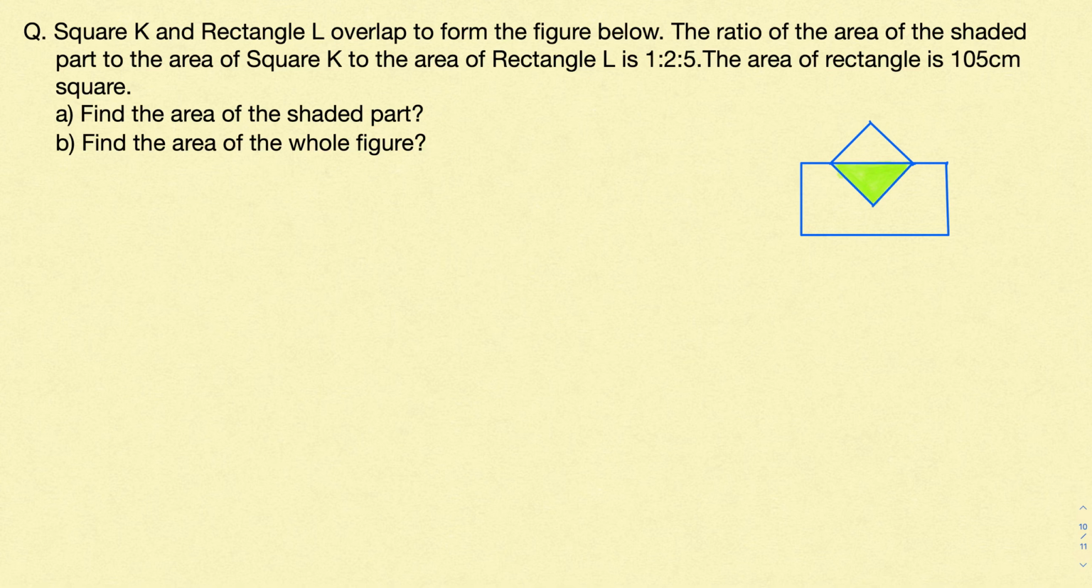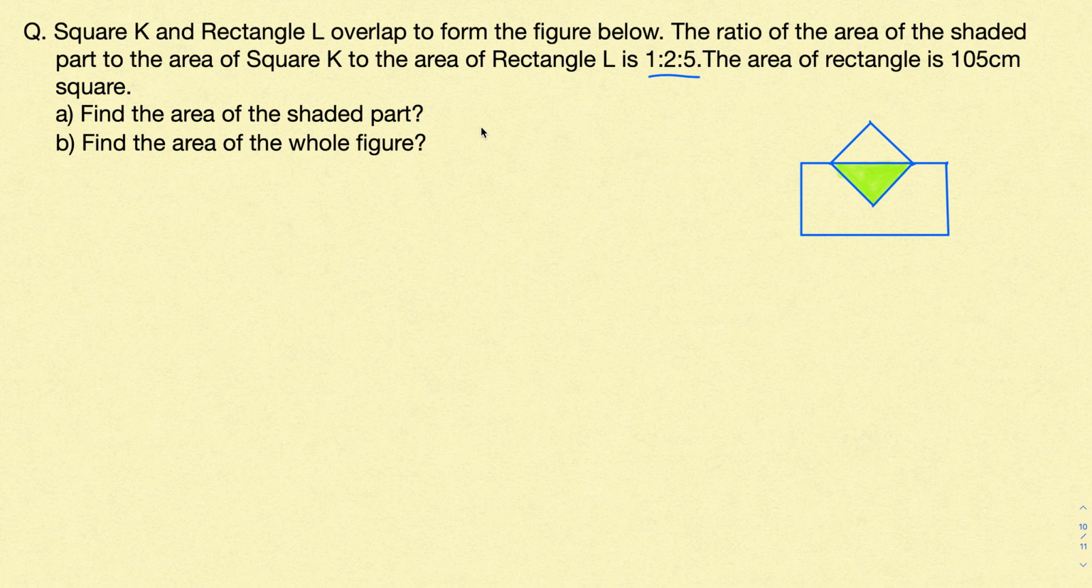So let's do another interesting word problem on ratios. Let's start reading the question first. Square K and rectangle L overlap to form the figure below. The ratio of the area of shaded part to the area of square K to the area of rectangle L is 1:2:5. The area of rectangle L is 105 cm square. Part A of the question is find the area of the shaded part, and part B is find the area of the whole figure.